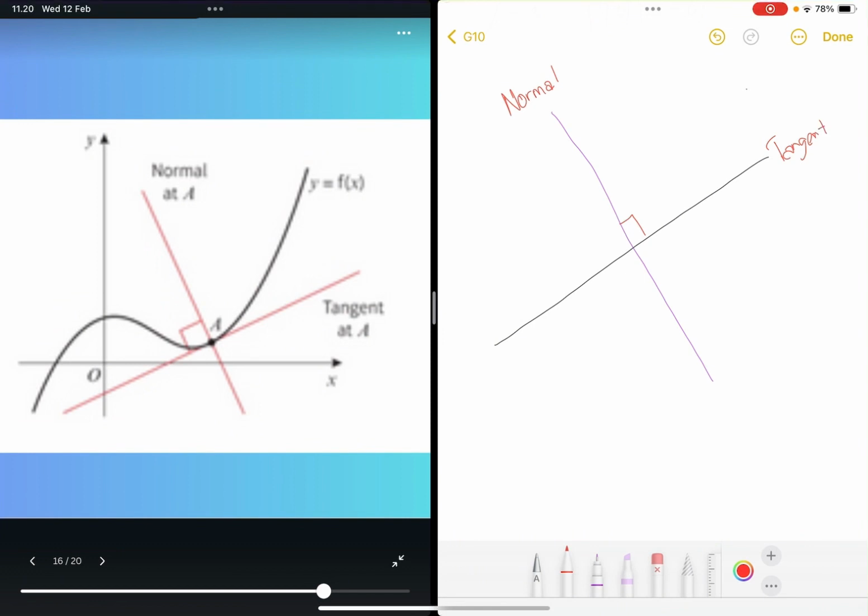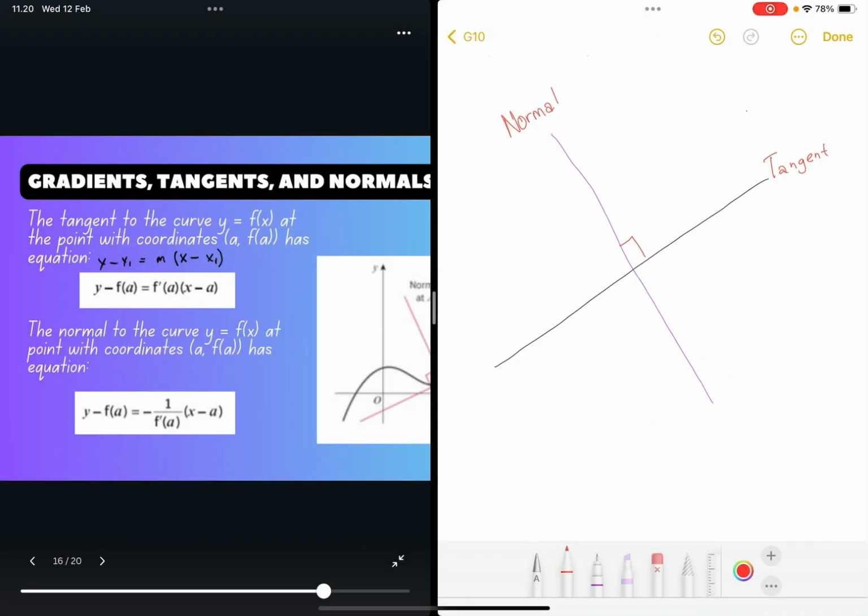Okay, so what we are going to discuss in this video is how we find the equation of both lines. Because they are both lines, both lines have equations. That's what we are going to learn in this video. So how do we find the tangent and normal equation? I will start with the tangent equation first.